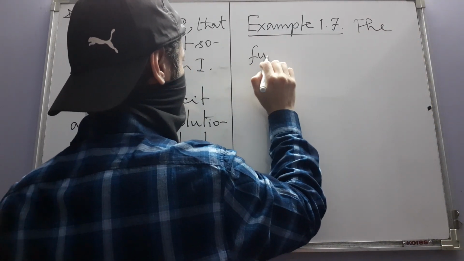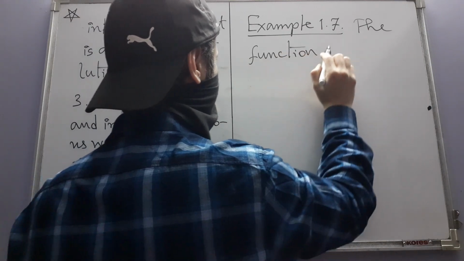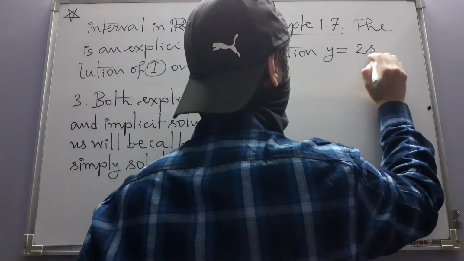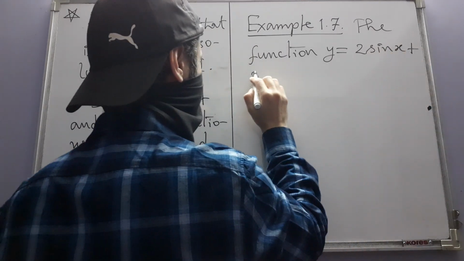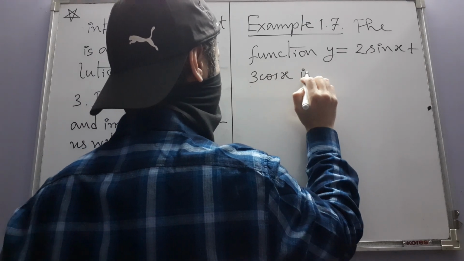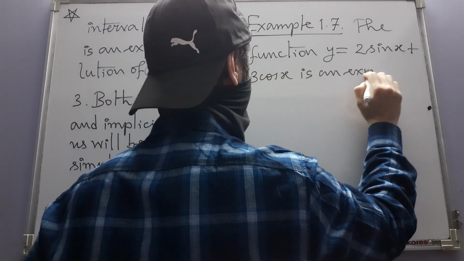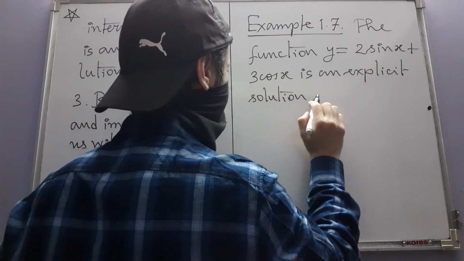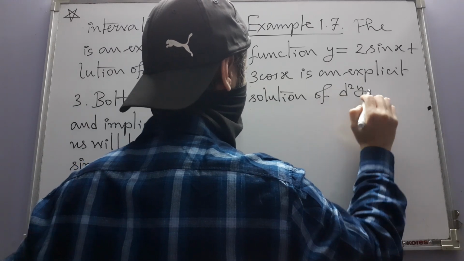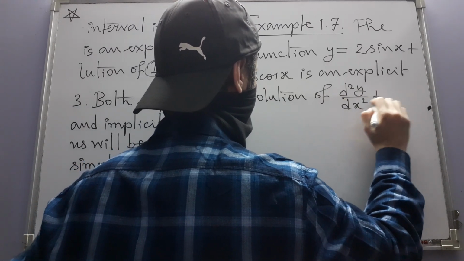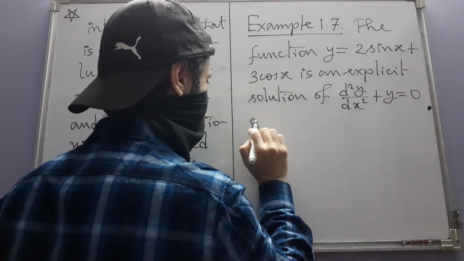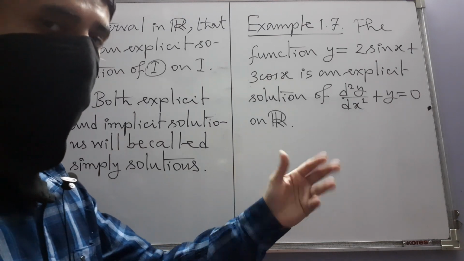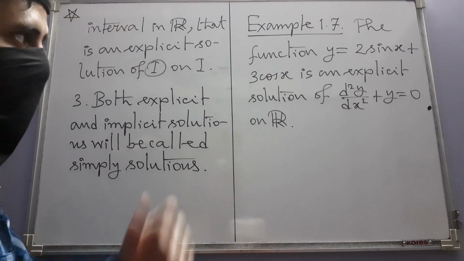The function y equal to 2 sin x plus 3 cos x is an explicit solution of the differential equation this on R. And now we have to show how. We have to understand how this is true.